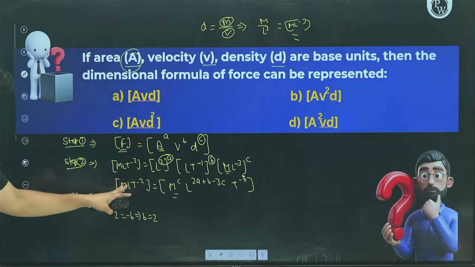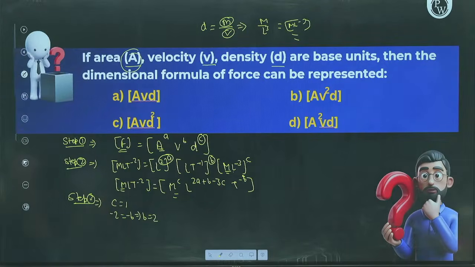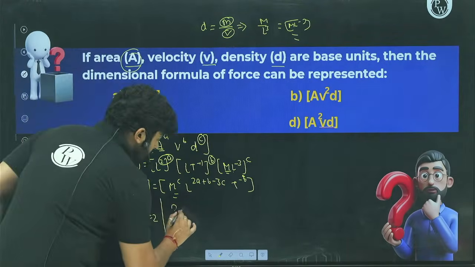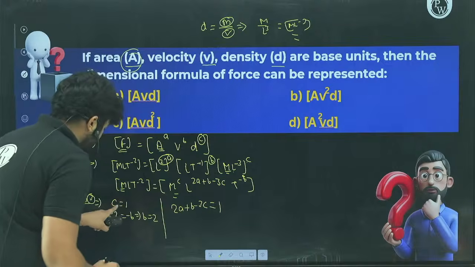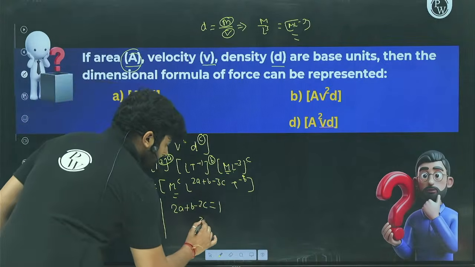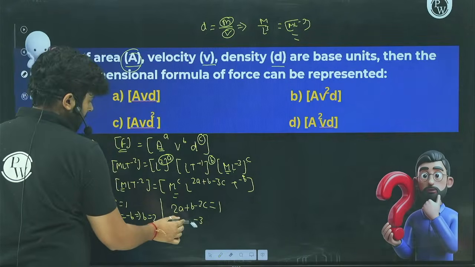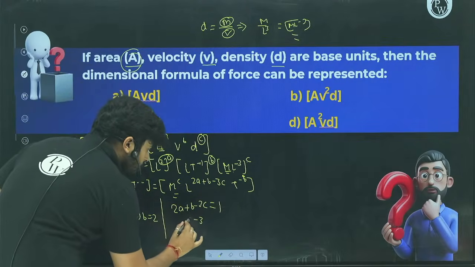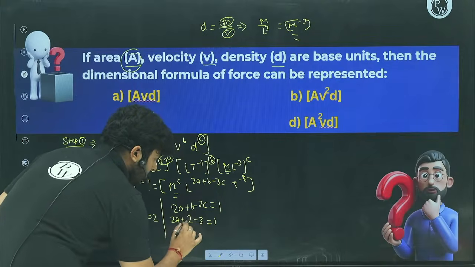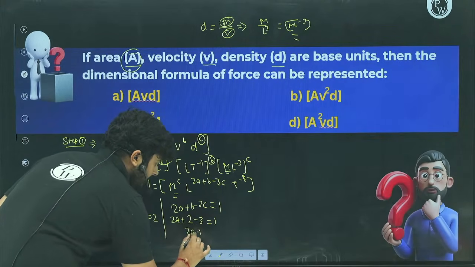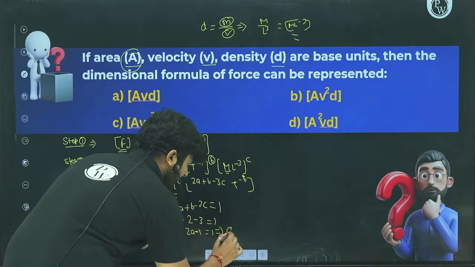Now, from the comparison, the power of L is 1 and the power of L over here is 2A plus B minus 3C, right? So just put it: 2A plus B minus 3C equals 1. You see that C is 1, and B is 2. So 2A plus 2 minus 3 equals 1. So 2 and minus 3 is minus 1. Here minus 1 goes to the other side, it will become 2, so A will become 1.